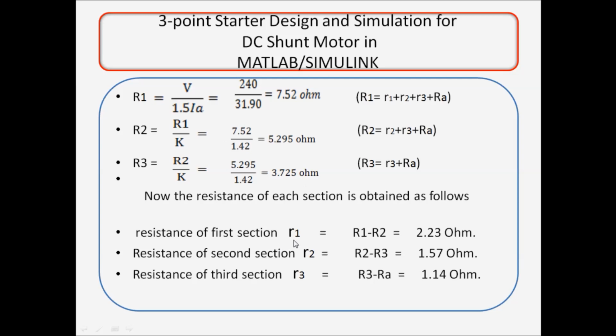Now the section resistors, small r1, small r2, small r3. See, capital R1 is small r1 plus small r2 plus small r3 plus armature resistance RA. This is R2, this is R3. The section resistance small r1 equals capital R1 minus capital R2. So we get 2.23 ohm. Second section resistance small r2 equals capital R2 minus capital R3. We will get 1.57 ohm. And finally, the third section resistor small r3 equals R3 minus RA. We will get 1.14 ohm.